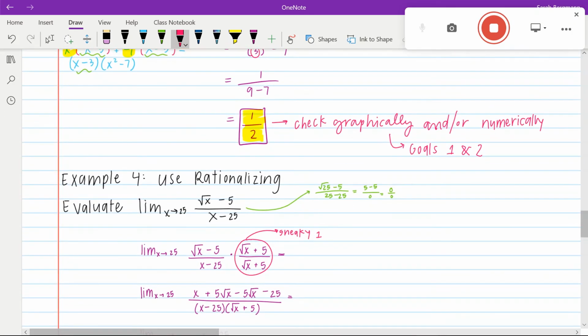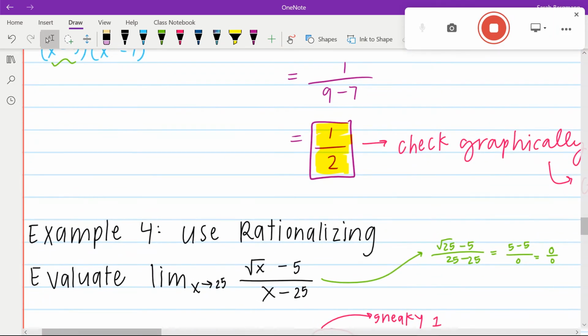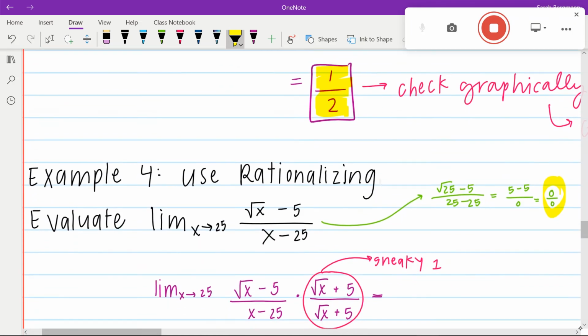Okay, this one. Let's look at this. Evaluate the limit as x is approaching 25 for radical x minus 5 over x minus 25. Notice if we try plugging in 25 directly, it gives us an indeterminate form 0 over 0. So we know we have to do something to adjust this function before we plug in 25. So for this one, factoring does not look very convenient. So what we can do is use rationalizing.